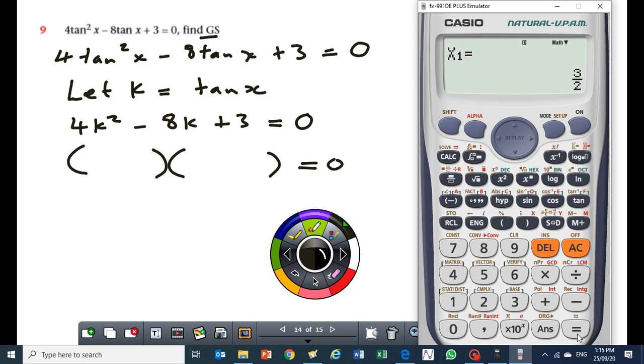I'm going to show you how to determine the factors using your calculator. Then you press equals. You get what? Now, check this. This makes things so easy.